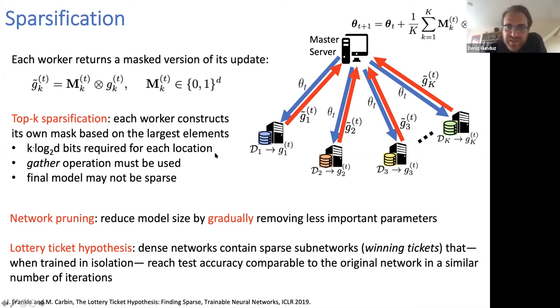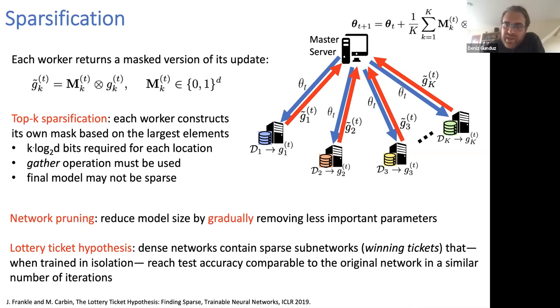Now, the most common approach is top-K sparsification. Each worker constructs its own mask based on the largest absolute values of its own gradients. So you're reducing a lot the number of elements that you are sending. But of course, since you decide your mask locally, you also need to send your mask to the parameter server, which means that you need to send K log2 D bits to encode it. There can be more efficient encodings, but in principle you also need to send your mask.